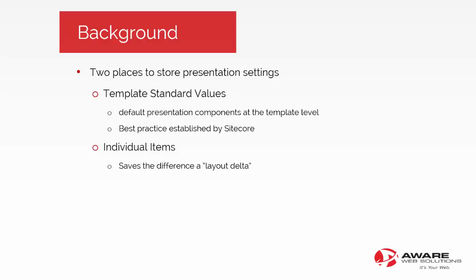Then there's also the individual items. When you edit an item in Page Editor or in the device editor, it calculates the difference between those settings and those defined on the template standard values. Then that difference is saved as a layout delta on the item.